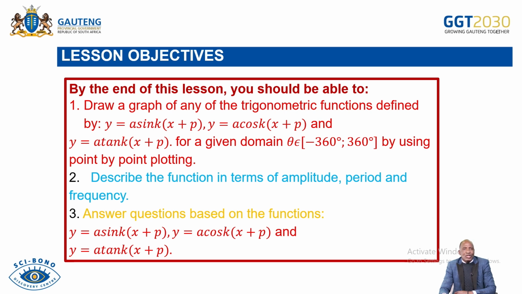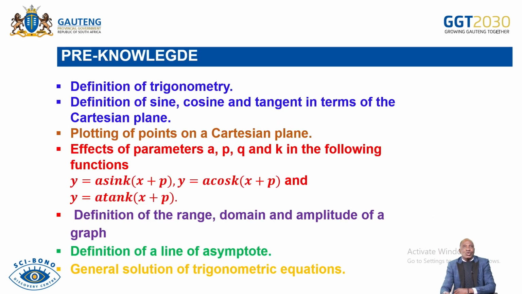Then 3, you should be able to answer questions based on those functions: y equals a sine k multiplied by x plus p, y equals a cos k multiplied by x plus p, and y equals a times tan k multiplied by x plus p. Right. So we are going to define some of the terms that are found in trigonometry.